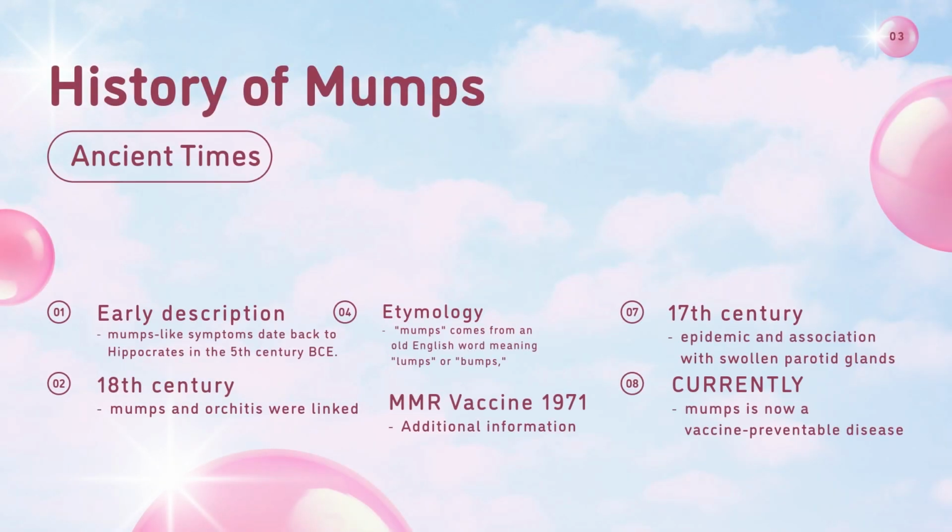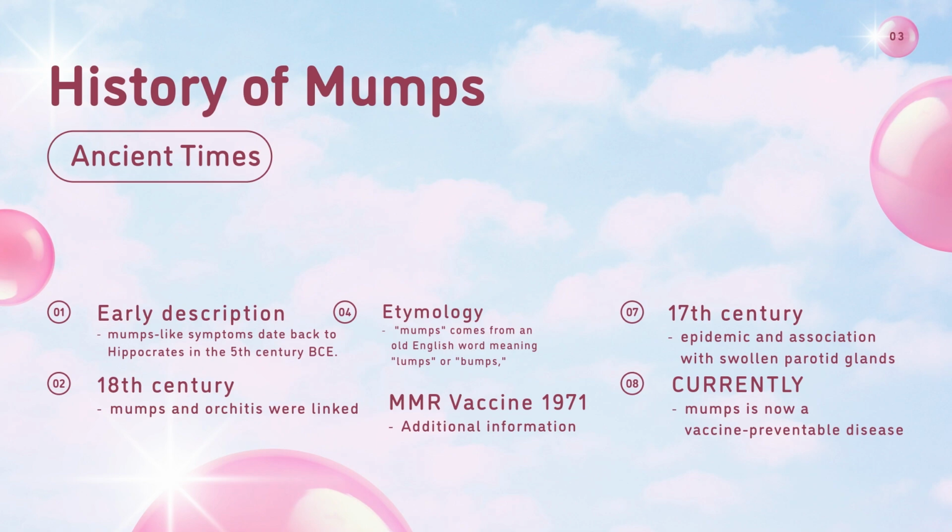Now, ladies and gents, without further ado, let's talk about the history of mumps. Mumps dates all the way back to 5th century BCE, as you can see on the screen. In the 17th and 18th century, mumps had an epidemic, especially in the 17th century. Now, in the 18th century, that's where we see mumps and orchitis get linked.